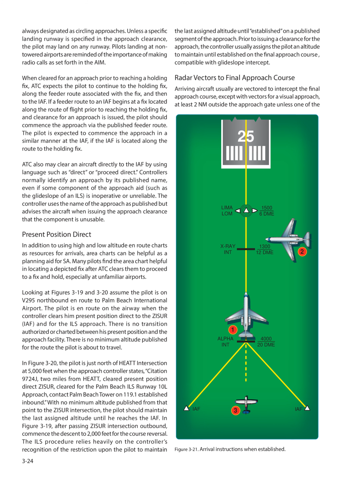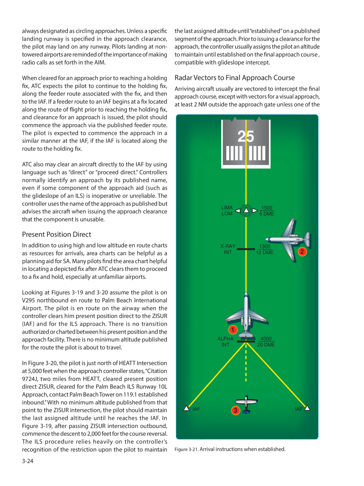Looking at figures 3-19 and 3-20, assume the pilot is on V295 northbound en route to Palm Beach International Airport. The pilot is en route on the airway when the controller clears him present position direct to the ZSIR IAF, and for the ILS approach. There is no transition authorized or charted between his present position and the approach facility. There is no minimum altitude published for the route the pilot is about to travel.